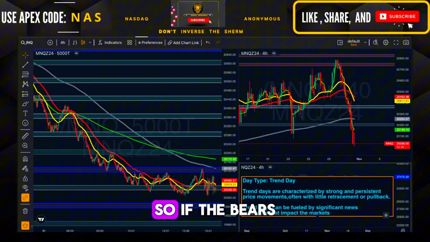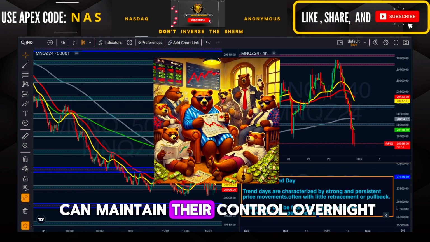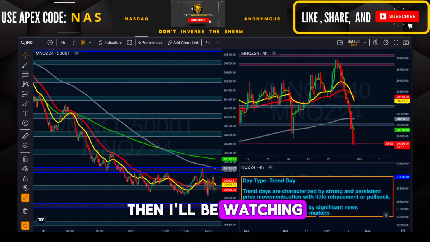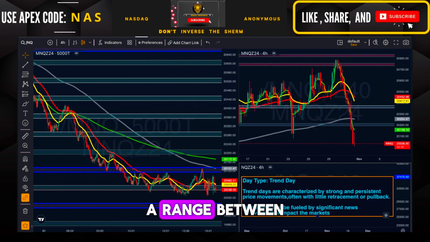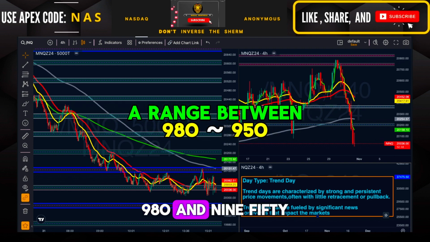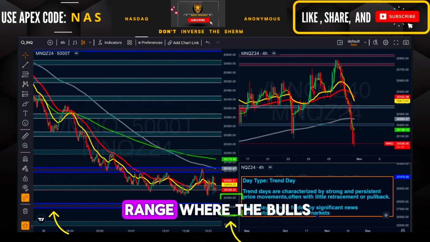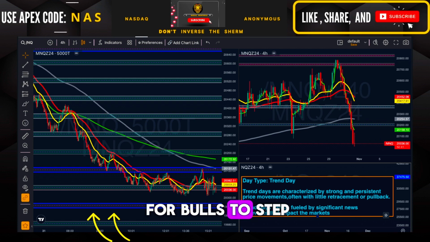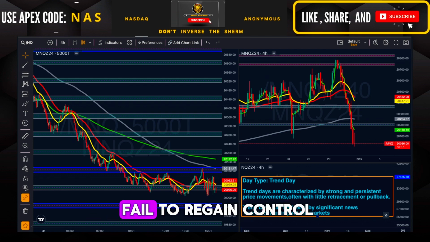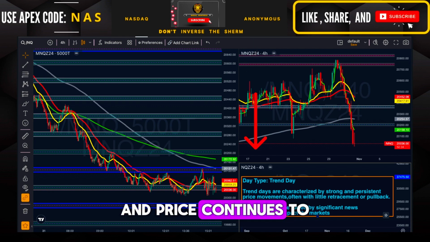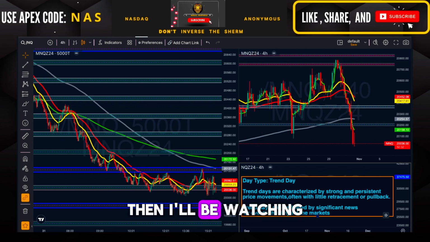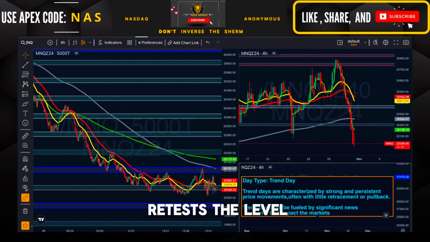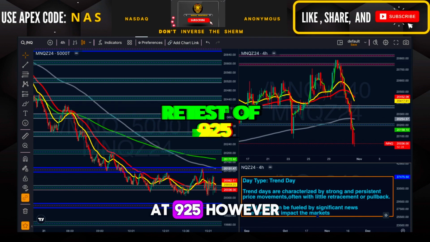So if the bears can maintain their control overnight, then I'll be watching the reaction when price trades within a range between 980 and 950. Because this is the range where the bulls previously found support, and I do expect for bulls to step up at this area to buy the retest. But if the bulls fail to regain control and price continues to trade lower, then I'll be watching the reaction when price retests the level at 925.